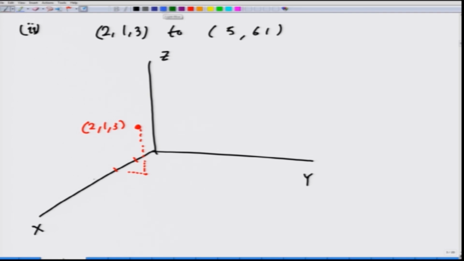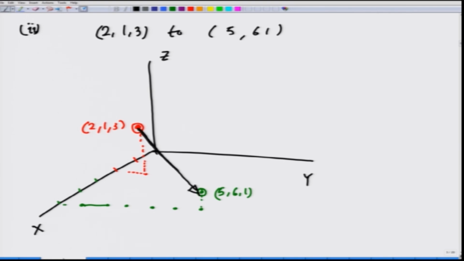How about 5, 6, 1? Let me make that with green. So, 2 steps, 3 steps, 4 steps, 5 steps in the x direction, 6 steps in the y direction. So, 1 step, 2 steps, 3 steps, 4 steps, 5 steps, 6 steps in the y direction and 1 step in the z direction. This is point 5, 6, 1. The earlier point is 2, 1, 3. The vector is going to be like this.